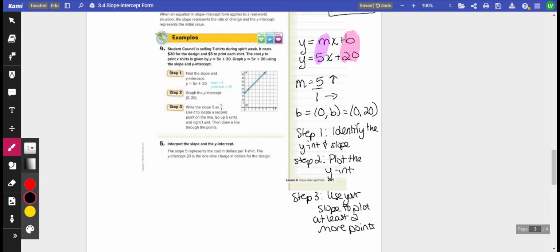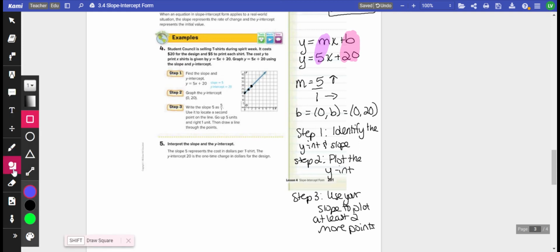So if I were to go over and graph it, I'm at 0, 20. Then I go up 5 to the right one, up 5 to the right one, and I can keep going until I run out of graph space. But again, when you have enough points, at least the 3, you're good. So then if I connect these, it makes a straight line.